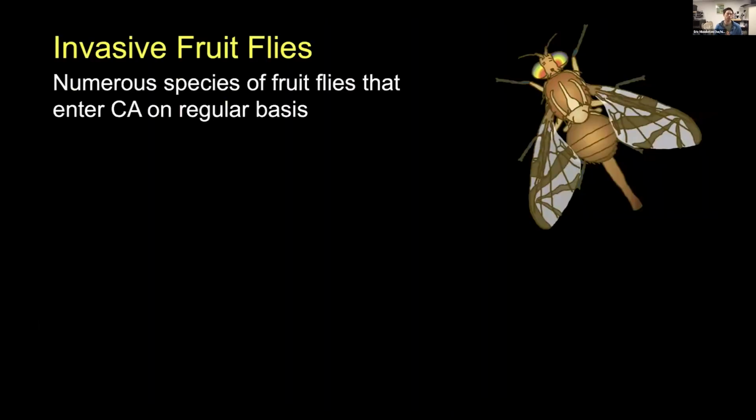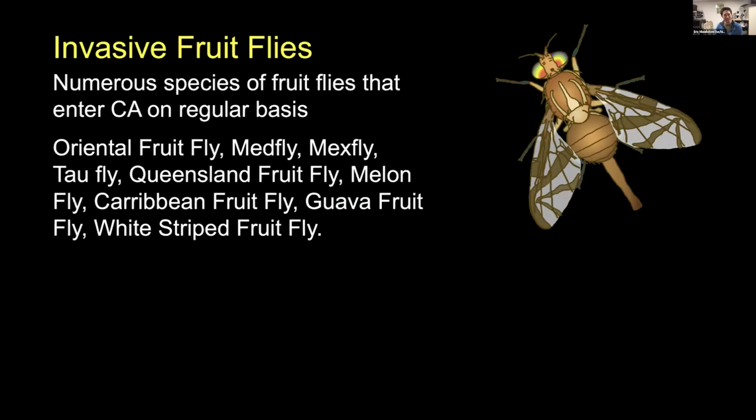When it comes to these invasive fruit flies, again, there are numerous species that enter California on a regular basis. There are some that are already established here, and there's a bunch that aren't established here, and the ones that aren't established here are the ones we're going to be talking about today. Those include oriental fruit fly, med fly, which is also known as Mediterranean fruit fly, Mex fly, which is also known as Mexican fruit fly, Tau fly, Queensland fruit fly, melon fly, Caribbean fruit fly, guava fruit fly, and white striped fruit fly.